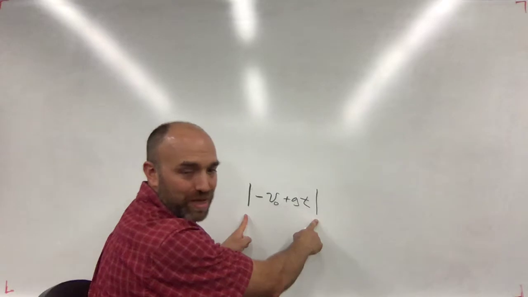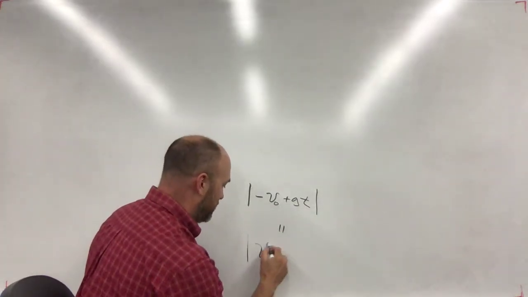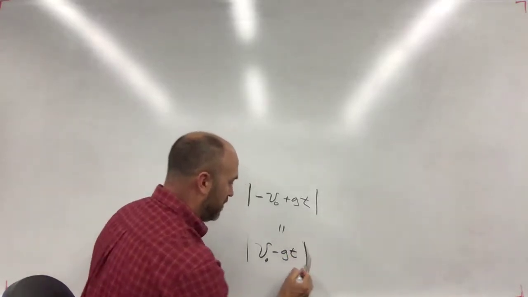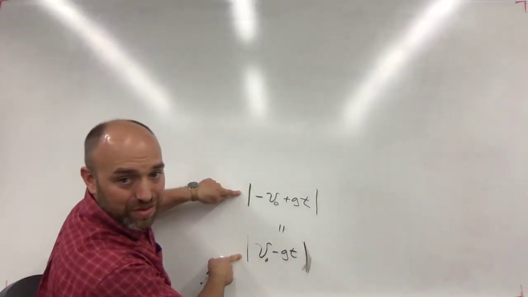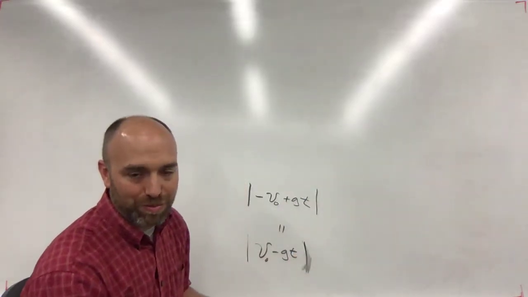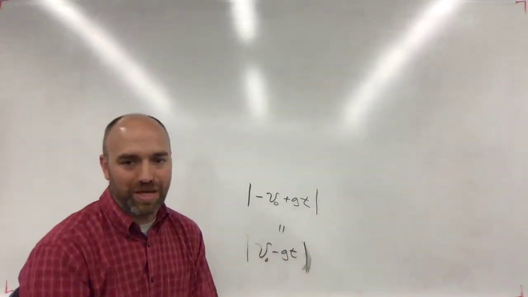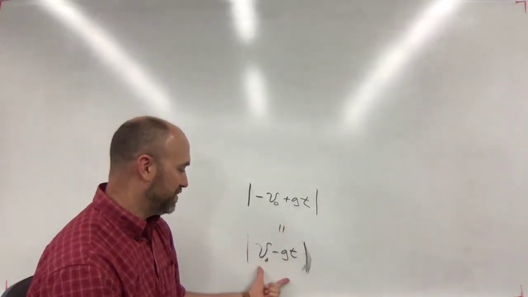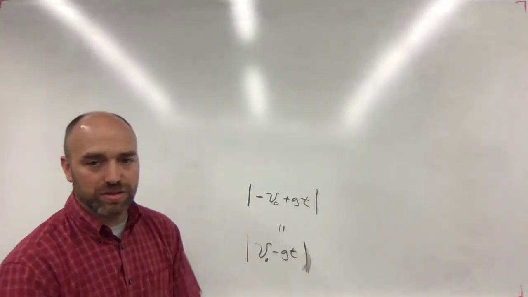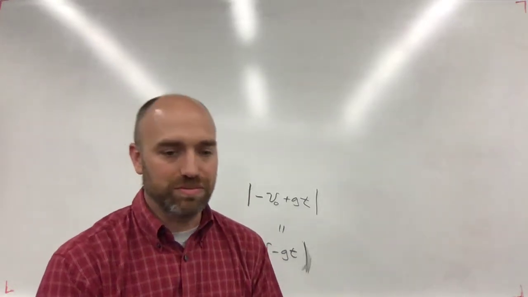Because you put these absolute values on here, this answer is the same thing as V-naught minus GT. This and this are going to be the same thing, right? Because without the absolute value bars, one of them would be positive and one of them would be negative. But when you put the absolute value bars on there, it doesn't matter which one is which. So this is the same as this. It might like this one better, actually. And that's just a syntax issue. That doesn't make any difference.